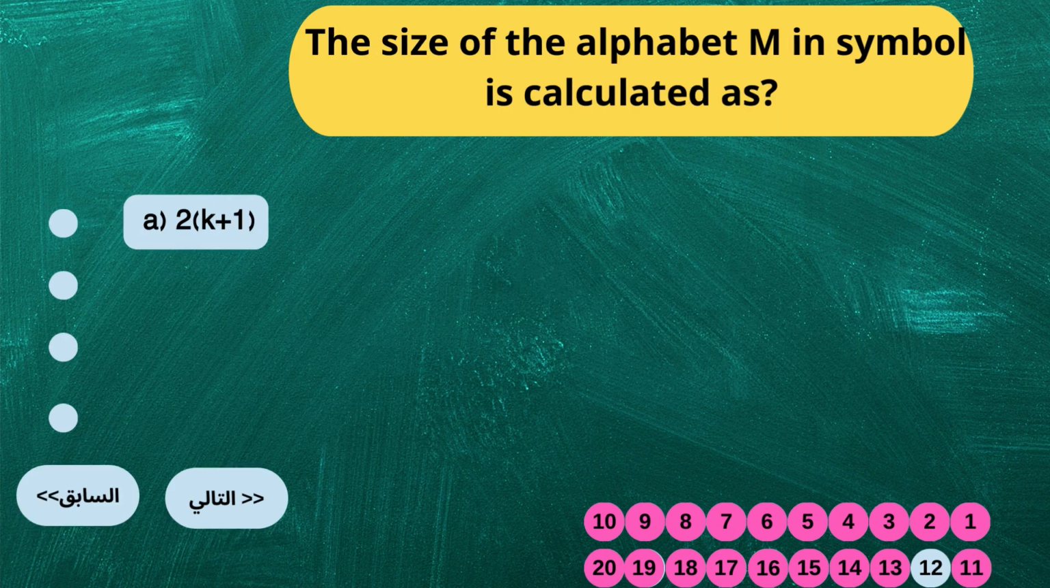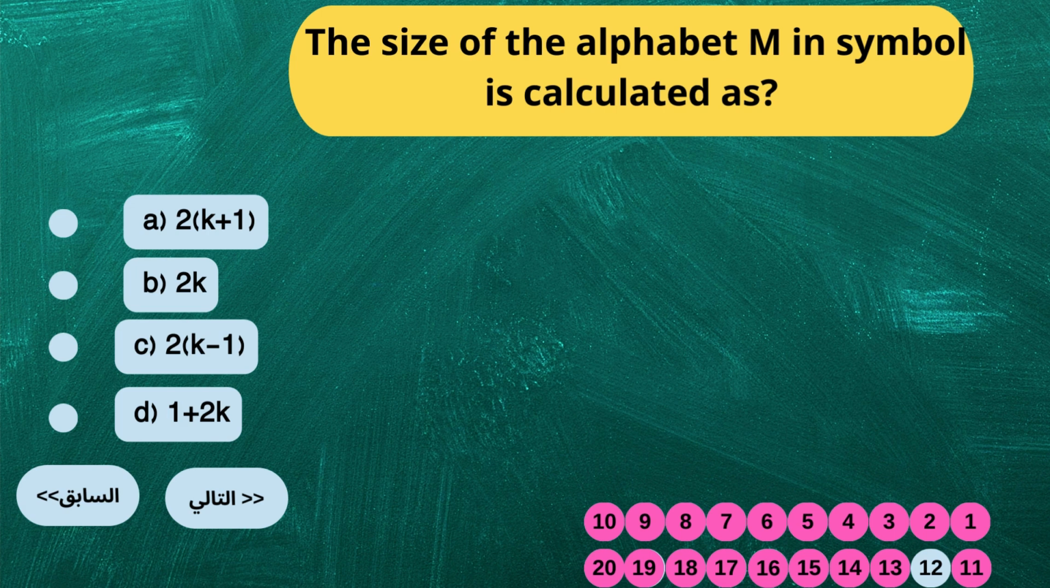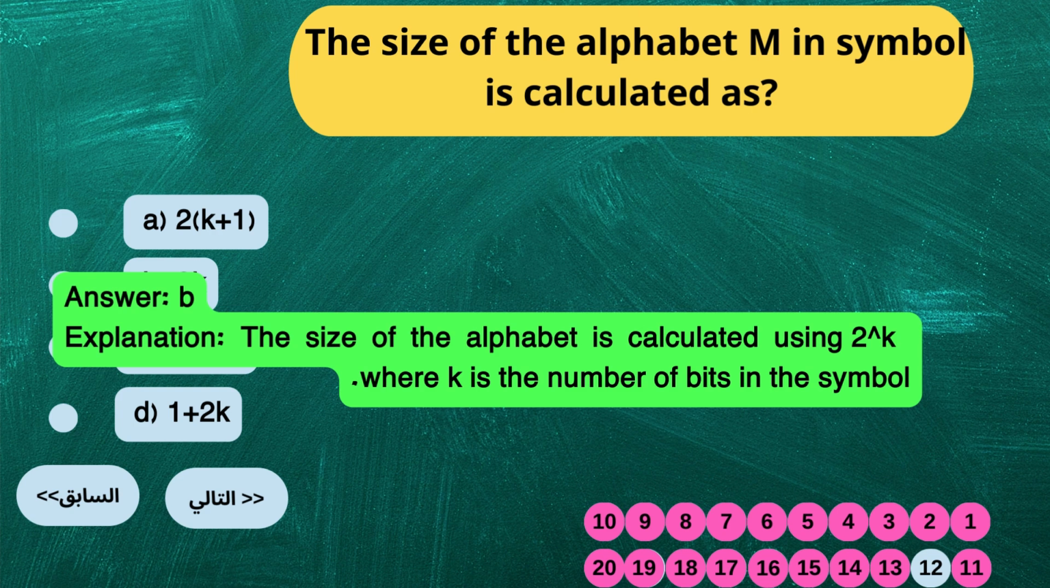The size of the alphabet M in symbol is calculated as A. 2 to the power of k plus 1. B. 2 to the power of k. C. 2 to the power of k minus 1. D. 1 plus 2 to the power of k. Answer B. Explanation. The size of the alphabet is calculated using 2 to the power of k, where k is the number of bits in the symbol.